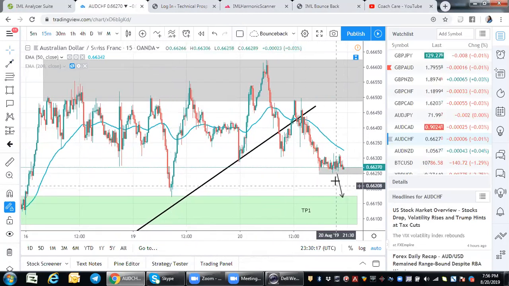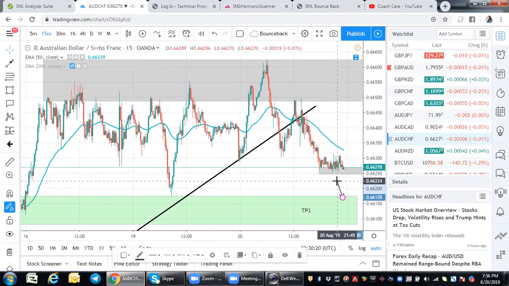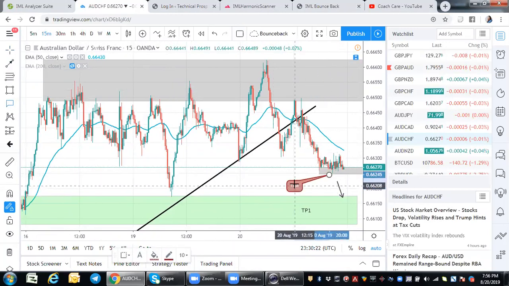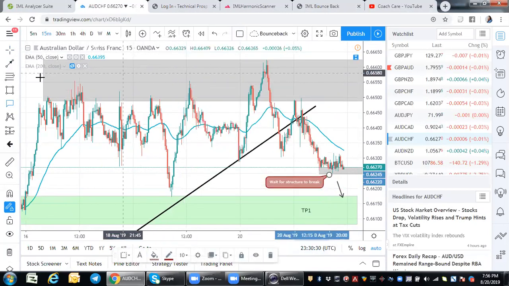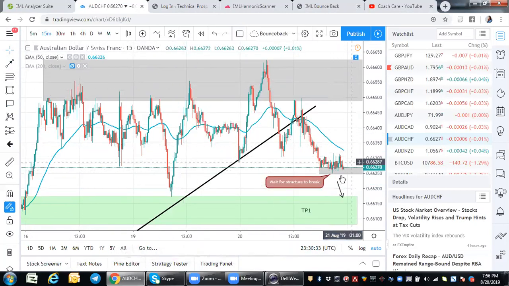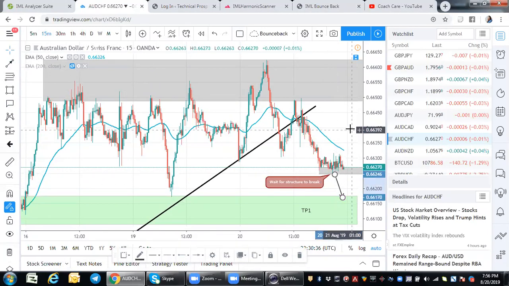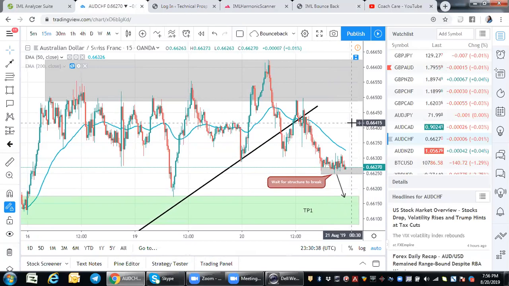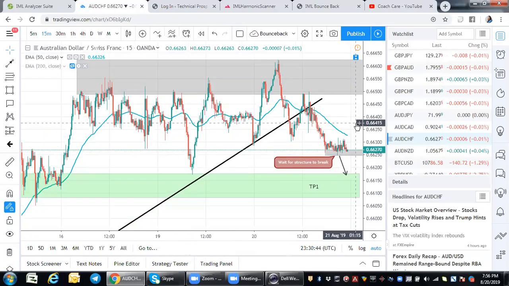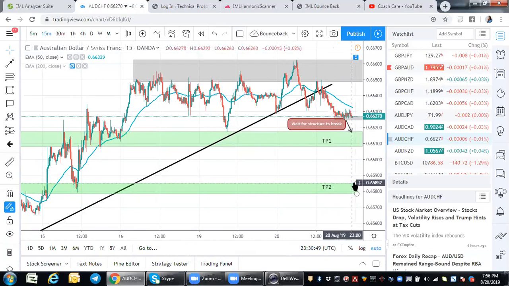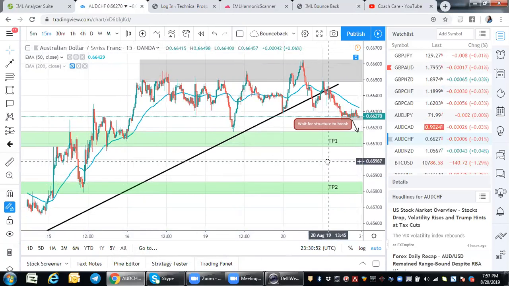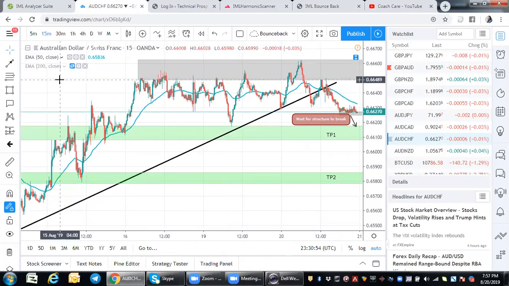Good. So remember, you're waiting. Do you need me to put a note there? Let me put a note, just going to put a note saying wait for structure to break. Right? So you can take a picture of that and copy that to your TradingView. That's your trade. For those of you who want to trade this longer, I've identified the take profit too, right here. So you can take a picture of that as well.